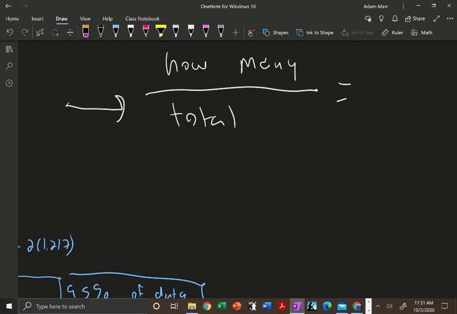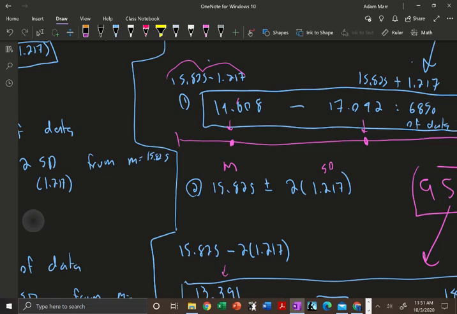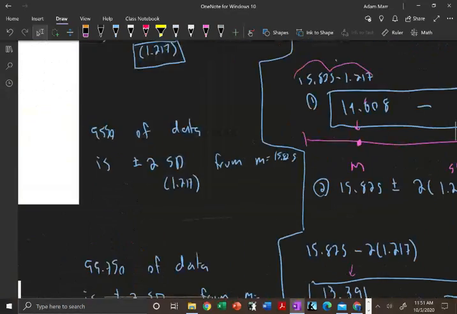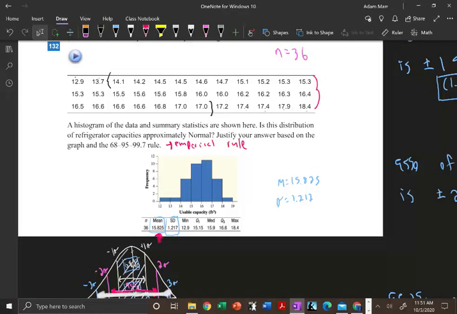So the amount of values in between 14.608 and 17.042. When I originally told you before, 14.608 would start actually right here. This is 14.6. And 17.042 would stop right there. That's 17.00. This is 17.20. So this is again 14.608 and 17.042.